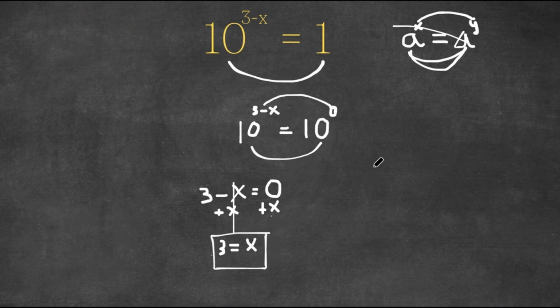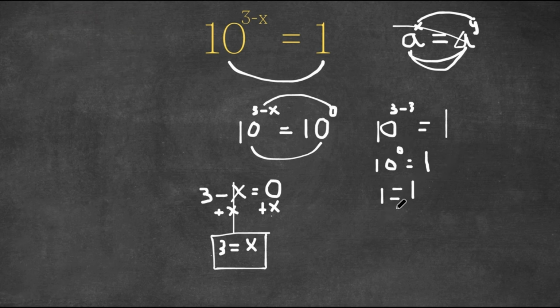Now, why don't we go ahead and plug it in to our equation? So this gives us 10 to the power of 3 minus 3 equals 1. 10 to the power of 3 minus 3 is 10 to the power of 0 equals 1. And remember, anything to the power of 0 equals 1. So 10 to the power of 0 equals 1. So we have 1 equals 1. And this is right, meaning our answer of x equals 3 is right.